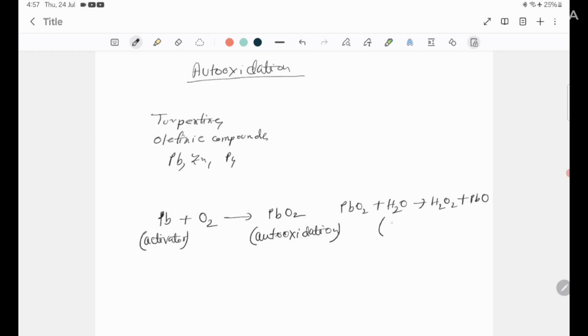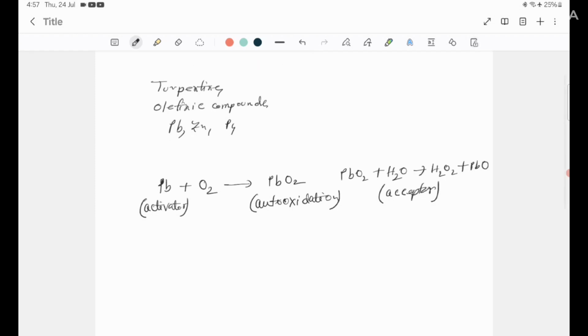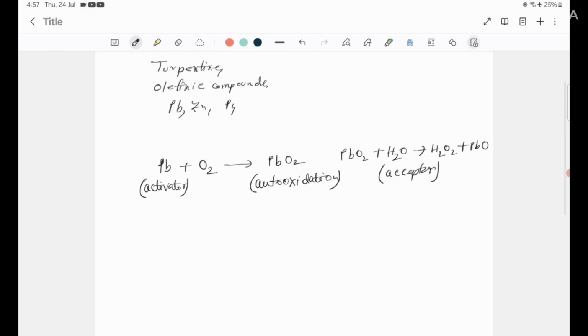So now this H2O is known as acceptor. Why is it known as acceptor? Because it is accepting the oxygen from PbO2 to be converted into H2O2. So that's why it is named auto-oxidation. There can be other examples also, like turpentines, or olefinic or unsaturated compounds, which can act as activators, and they are supposed to take up an oxygen molecule at the double bond position to form an unstable peroxide, which is called a monoxide.